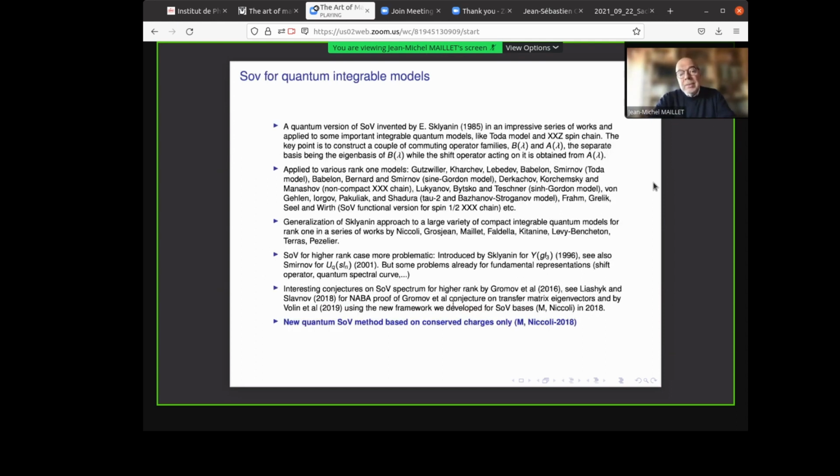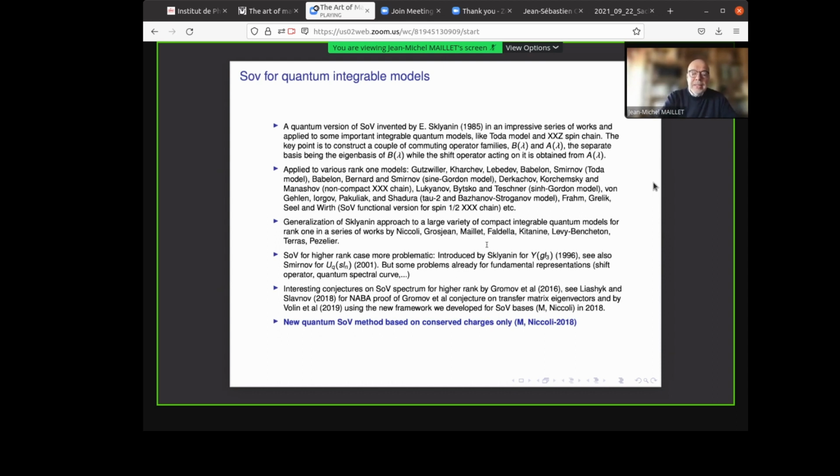Okay, well, of course, separation of variables has a long history in quantum integrable models, starting with Sklyanin, where he invented these very nice tools and applied them to the Toda model in particular. And since then, this has been applied to a lot of other models and extended by a lot of people. And I would say that in the rank 1 situation, it's very successful. But for high rank, of course, some problems arise.